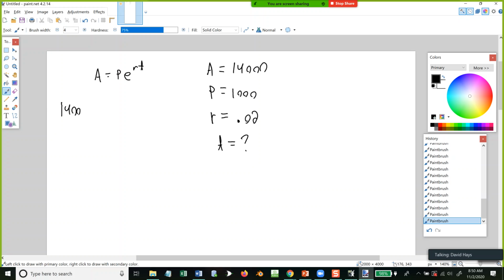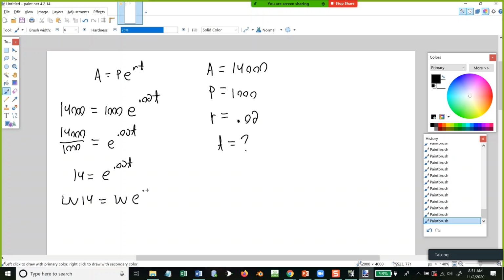Okay, so I put 14,000 in for A, 1,000 in for my principal, e to the 0.02t. Divide both sides by 1,000. I get rid of these zeros here. That just becomes 14 on this side. Take natural log of both sides. Natural log and e are going to cancel. And I got natural log of 14 is equal to 0.02t. Divide both sides by 0.02.